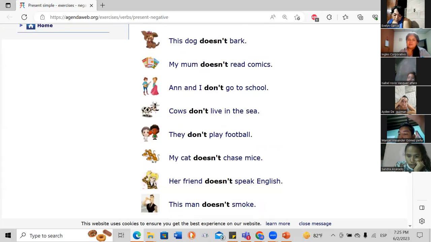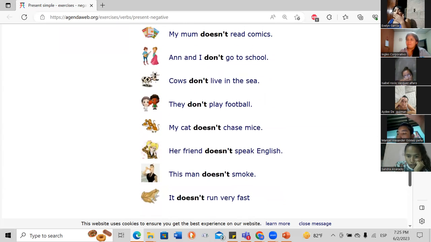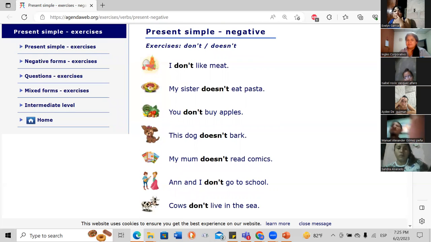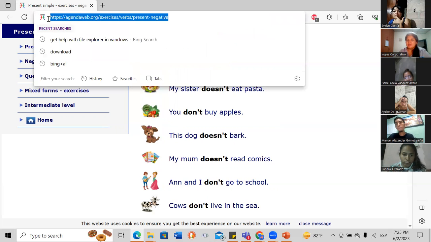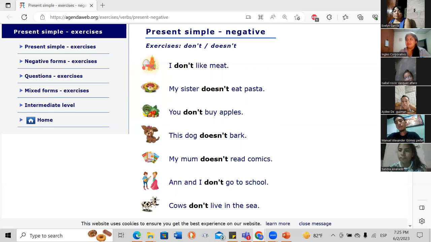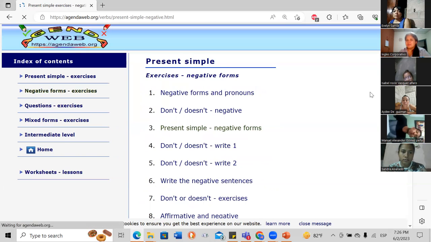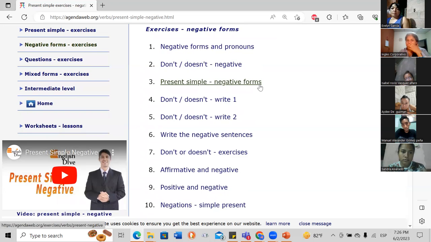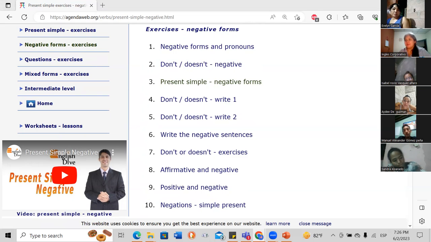Do you have questions about this? ¿Tienen alguna pregunta? About vocabulary? Okay, I will send this link to you. Se lo voy a mandar para que practiquen. Pueden practicar el fin de semana, ahí hay más ejercicios que pueden hacer. If you go here, more exercises. Pueden seleccionar cualquier ejercicio que quieran practicar y pueden mejorar, ¿ok?